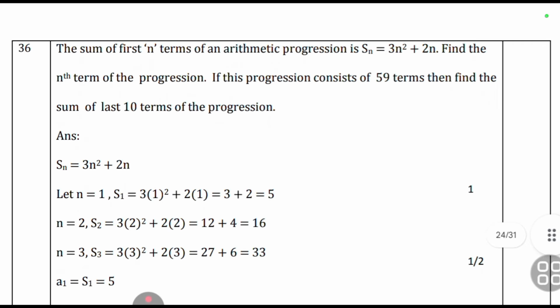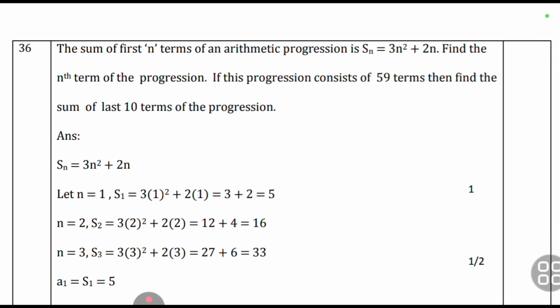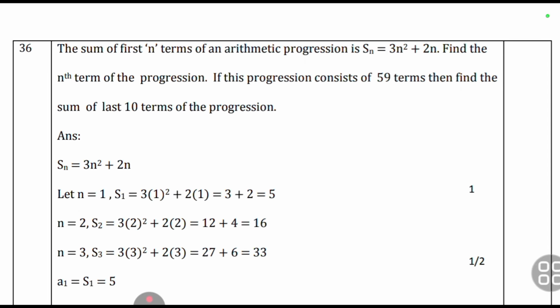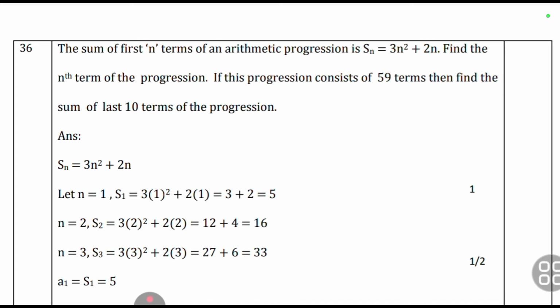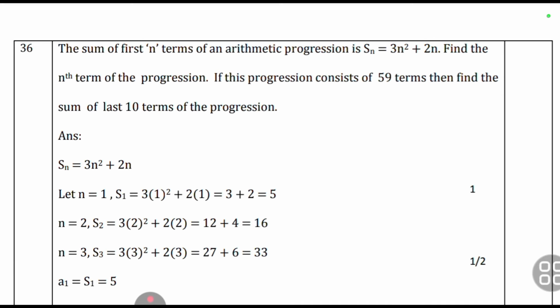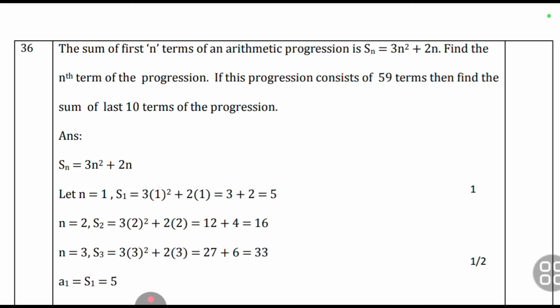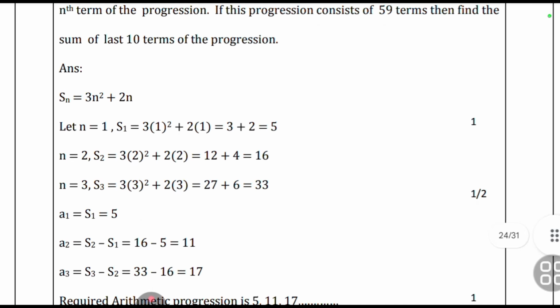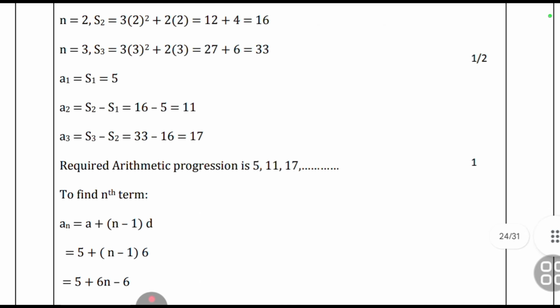So this is the 36th question. The sum of the first n terms of an arithmetic progression is Sn equals 3n square plus 2n. Find the nth term of the progression. If the progression consists of 59 terms, then find the sum of the last 10 terms of the progression. So this is the solving in a systematic manner.